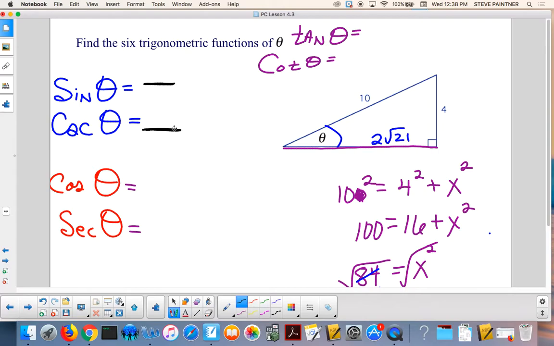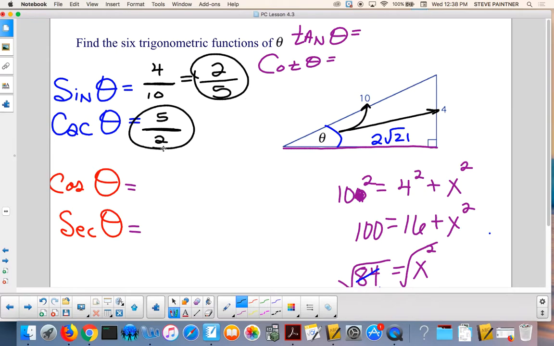Sine and cosecant were pretty easy, weren't they? Sine, opposite over hypotenuse would be 4/10. Better reduced to get what? 2/5. Cosecant, 5/2. There. Those two take no time at all. Well, maybe a little time.